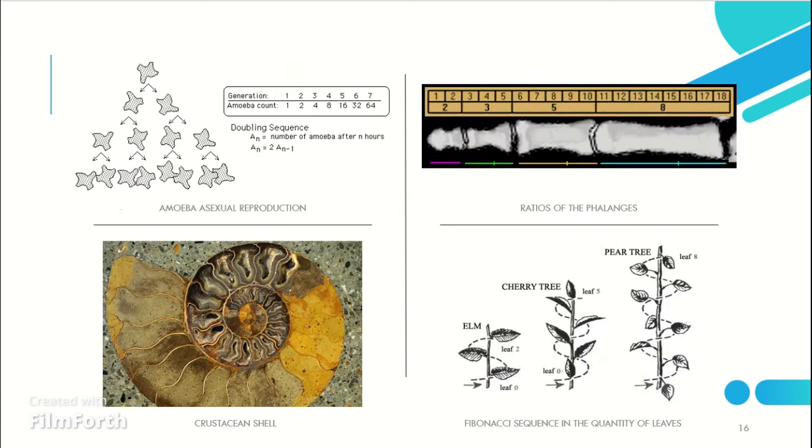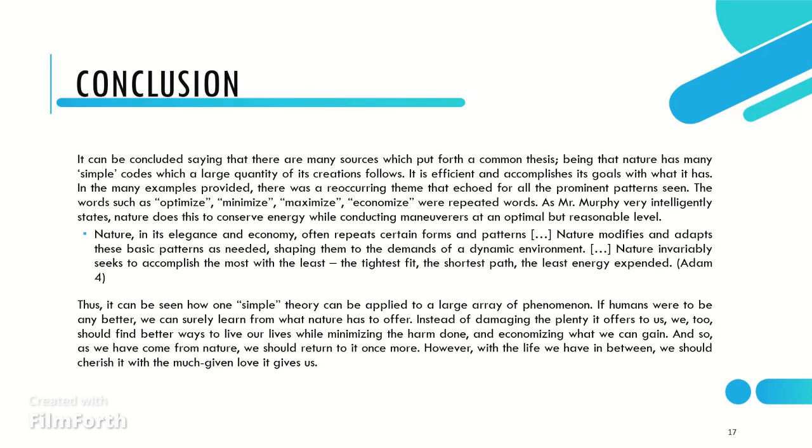It can be concluded that there are many sources which put forth the common thesis, being that nature has many simple codes which a large quantity of its creations follow. It is efficient and accomplishes its goal with what it has. Words such as optimize, minimize, maximize, and economize were repeated. If humans were to be any better, we could surely learn from what nature has to offer, and so, as we have come from nature, we should return to it once more.